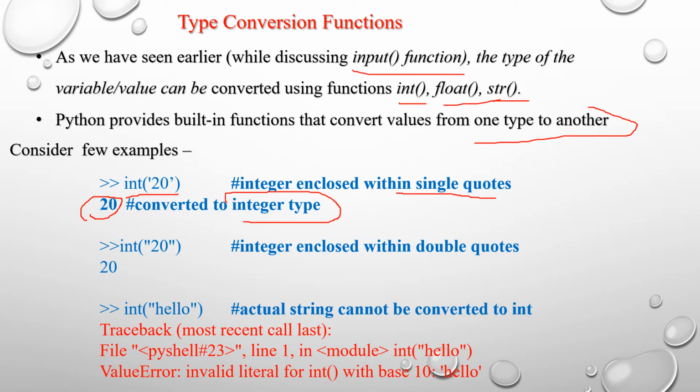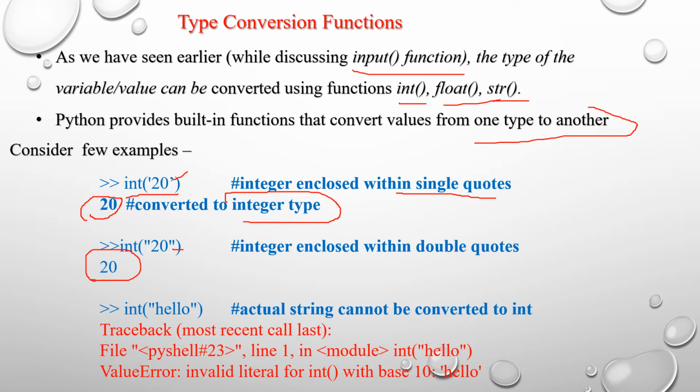Let's consider one more example. Int of "20", the integer enclosed in double quotes, and the result is 20. The class of the result is integer. So here 20 is enclosed with single quotes and double quotes.